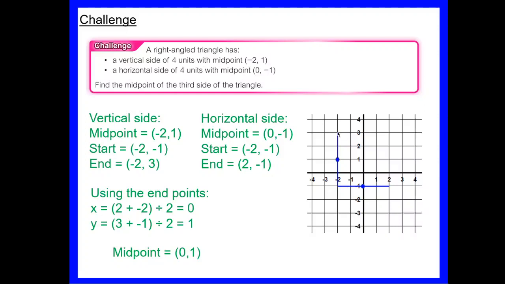But we want to draw in the third side of our right-angled triangle. There it is there. And then we can find the midpoint. So again, we can either now use our diagram to show that our midpoint is here, or we can use the coordinates of the 2 points at each end of the line. And our midpoint is at 0, 1. Okay, so we can do these with calculations, but often it's actually easier to draw a small sketch of what you want to be able to find that. So a couple of different ways of solving these challenge type questions.